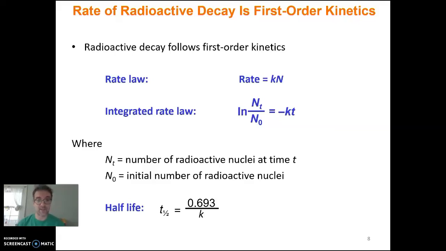So we have our rate law, the rate equals our rate constant times the number of radioactive nuclei, and our integrated rate law would just be the natural log of the number of nuclei at some further time over the initial number of nuclei, and that equals minus the rate constant times the time. So our half-life for radioactive decay is also the natural log of 2, or 0.693, divided by the rate constant.